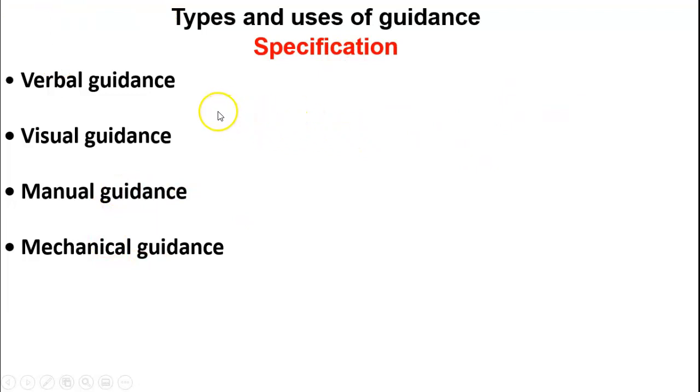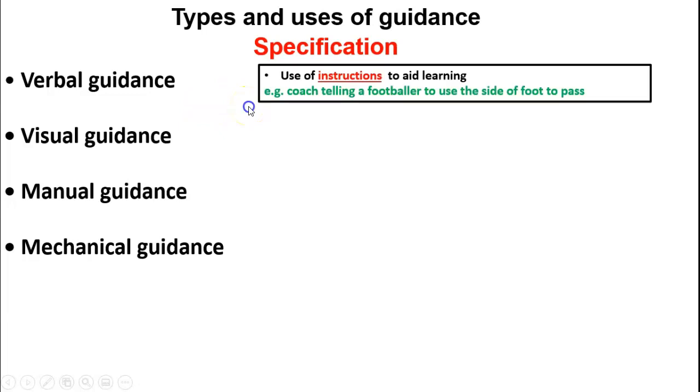If a coach is trying to guide someone through learning a skill and they use verbal guidance, they would do it in the following way. They would use instructions or coaching points to aid learning. I haven't put verbal because I don't want to repeat the word. So instructions to aid learning. For example, a coach telling a footballer to use the side of the foot to pass. You could use your own examples there, of course, but in terms of time, I'm going to move on to the next one now.